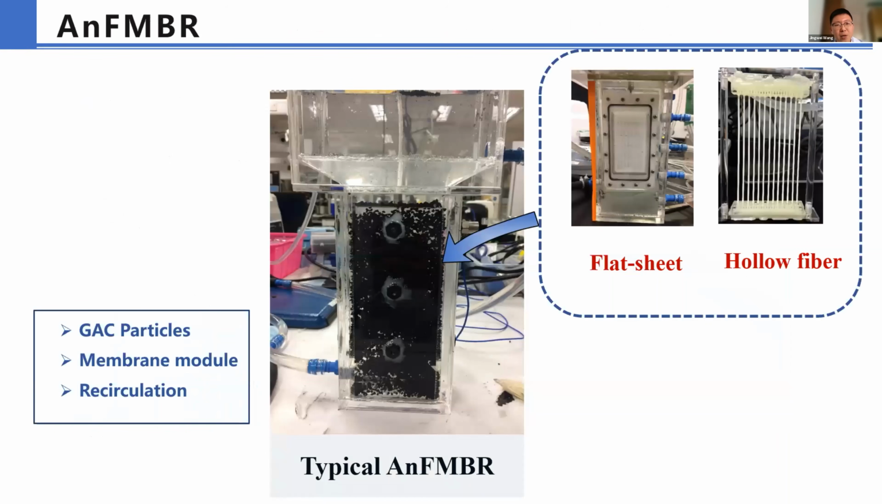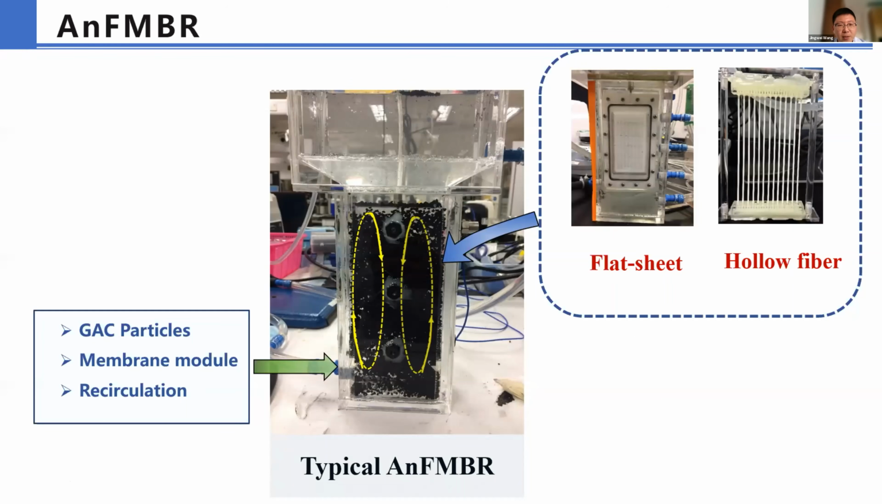This photo I captured in my previous work, where we put millimeter-sized granular activated carbon in the reactor. Then we use the water to make it fluidized. Just use water recirculation to make it fluidized. Then we can put the flat sheet or hollow fiber membrane module and submerge it in the fluidized bed. Then we can control the fouling.